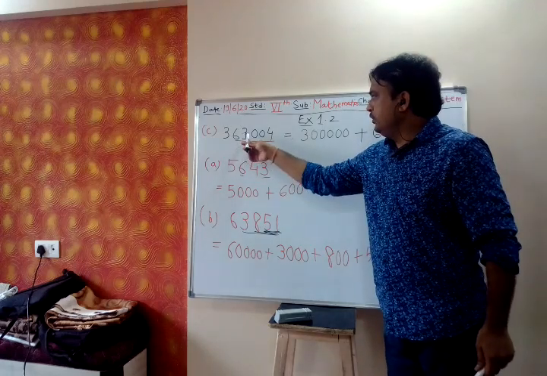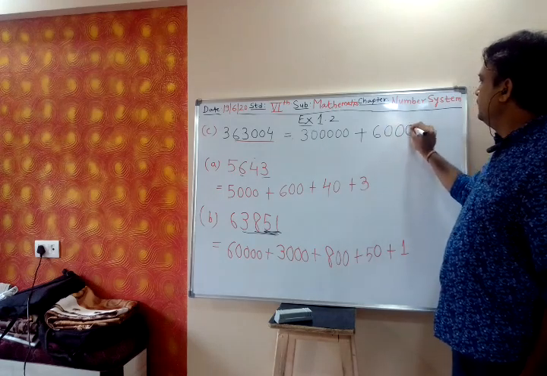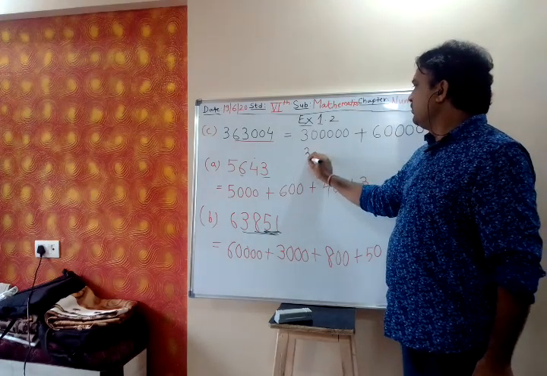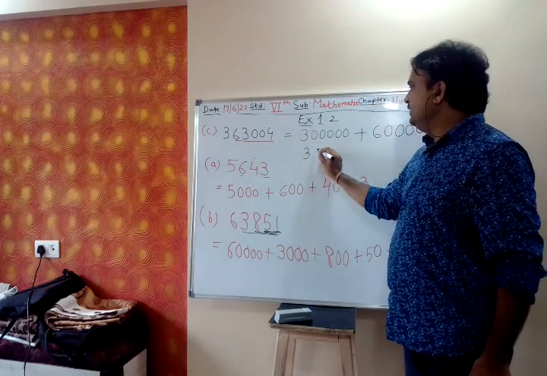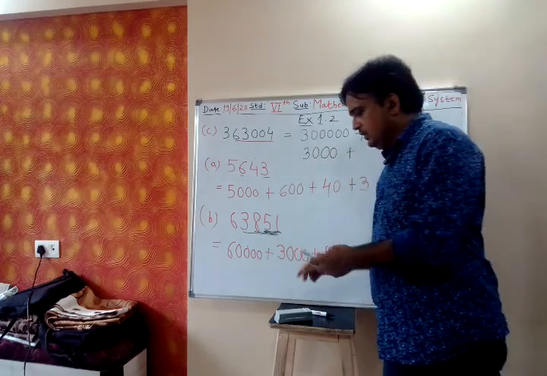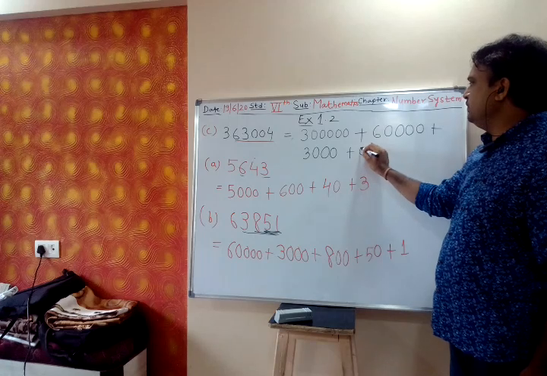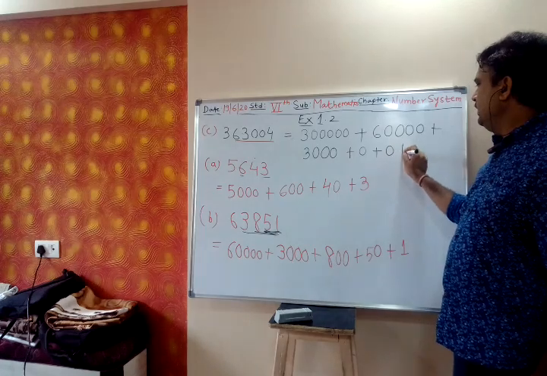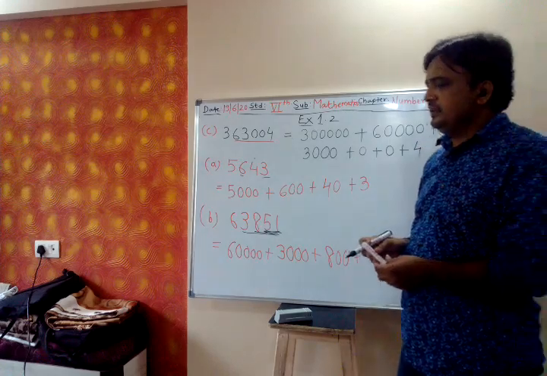After 6 there are 4 digits, 1, 2, 3, 4, so 4 zeros, plus 3. After this 3 there are 3 digits, 1, 2, 3, I will write 3 zeros, and this 0 we write 0 only. We don't write 0, 0, 0, we write 0. And after this 4 there is no digit, so I will write 4 only. This is the expanded form.